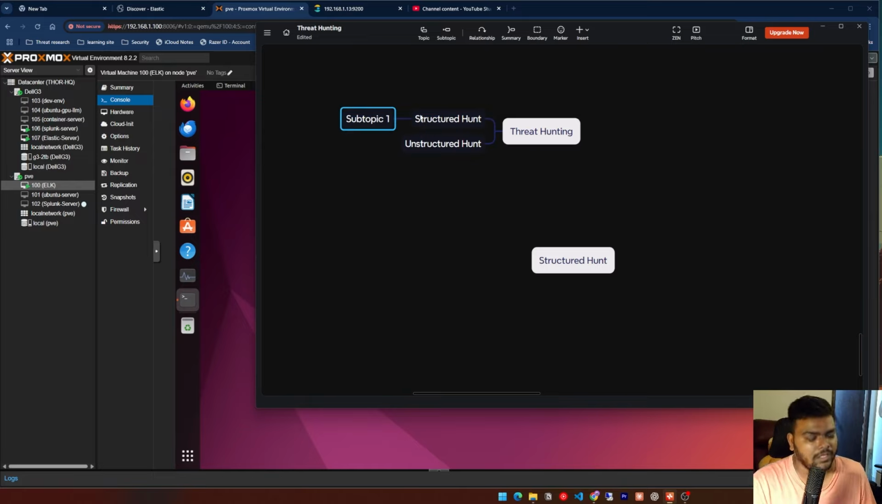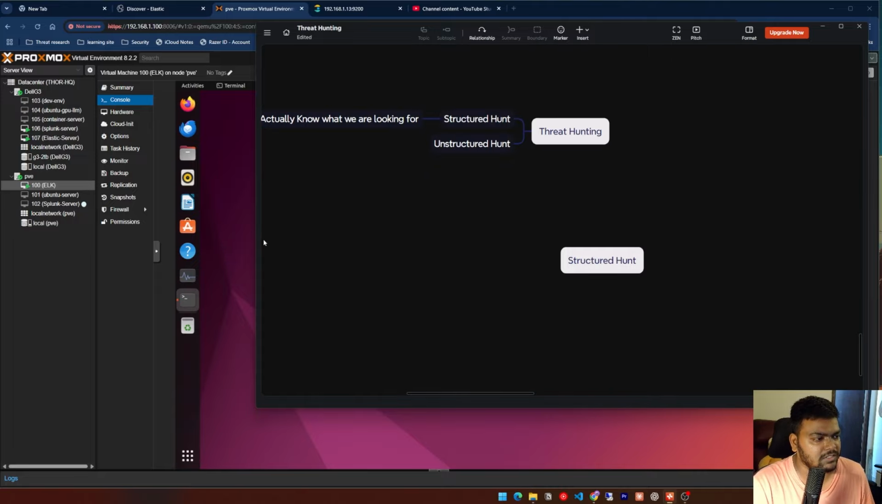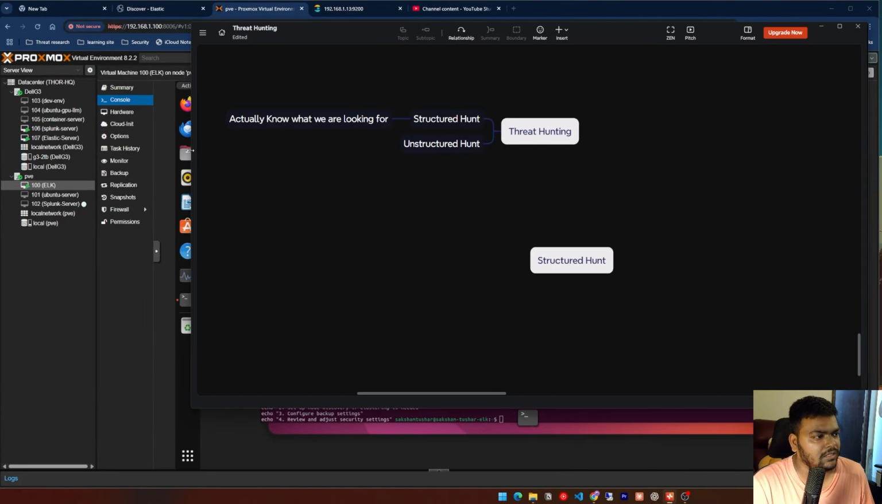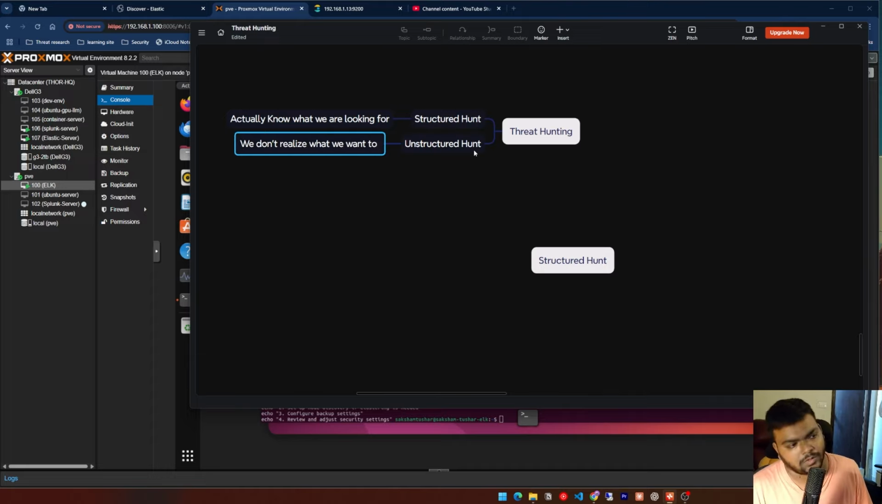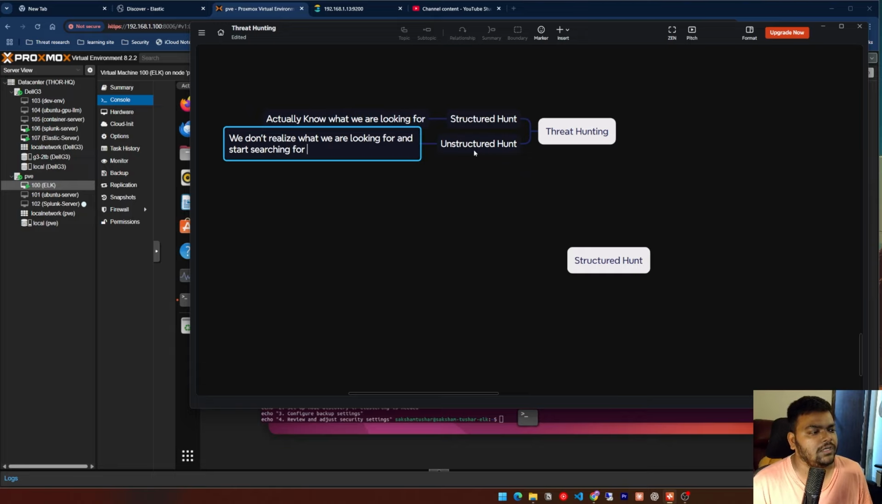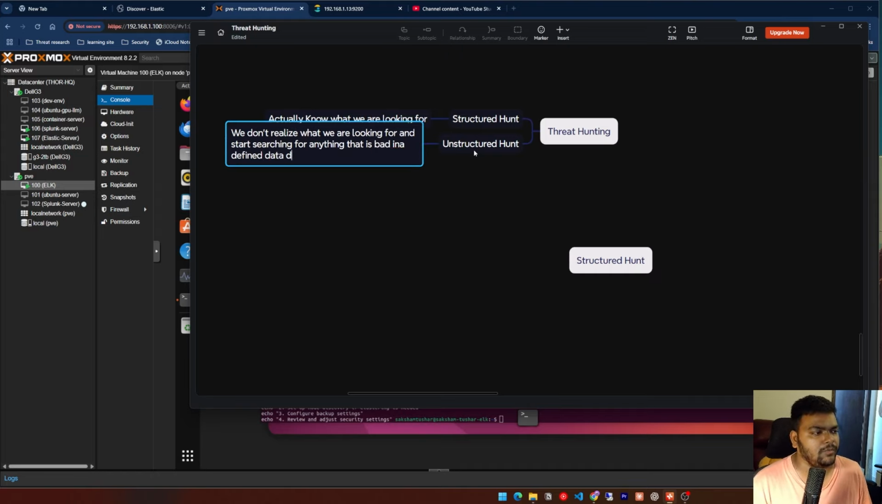A structured hunt is a hunt where we actually know what we are looking for. This is what we discussed. If there's a discrepancy, please do let me know, but I believe this is what we discussed last time when we met. And an unstructured hunt is basically where we don't realize what we want to hunt, not what we want to hunt, but what we are looking for, and start searching for anything that is bad in a defined scope, in a defined data domain. There will always be a defined data scope or domain, or a combination of domains, but it will always be defined.